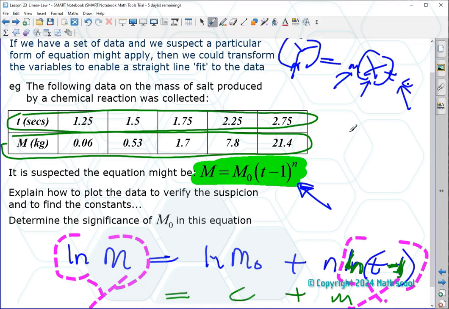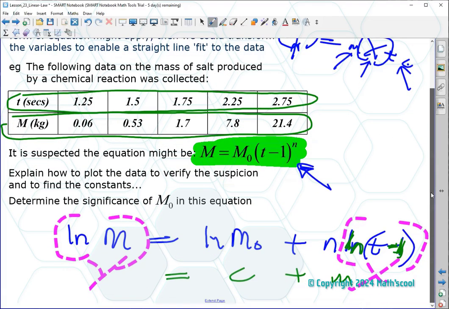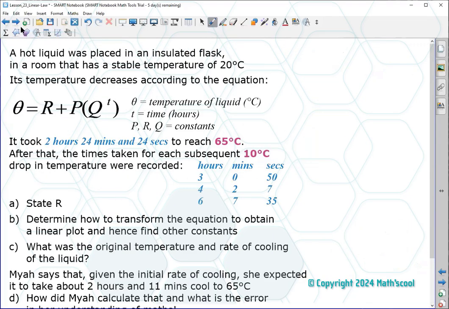And when I've done that, and I've put it in the calculator, I'll get a straight line, and then the y-intercept of the straight line will tell me ln of m naught. So I just do e to the power of whatever the y-intercept is, that will give me m naught. And the gradient will just immediately tell me what n is. So just type it in, gradient immediately tells you what n is, and e to the power of whatever the y-intercept is will tell you m naught. Then you've got your equation, then you can check it works.